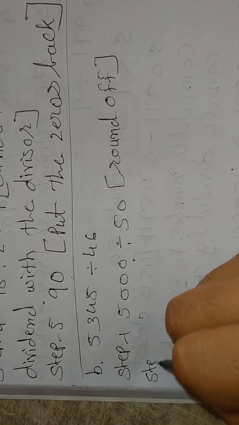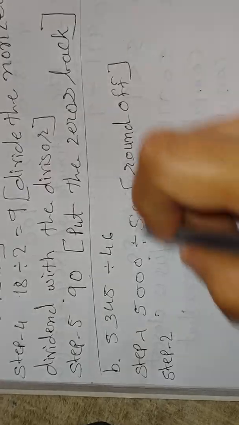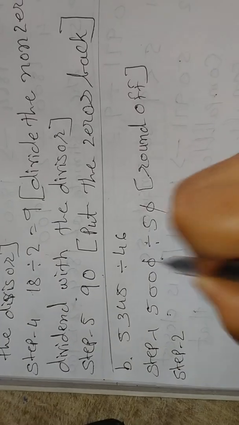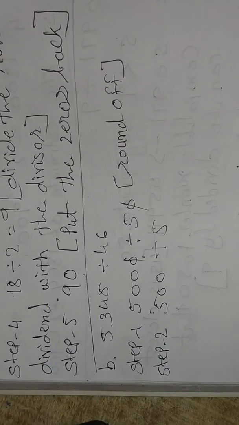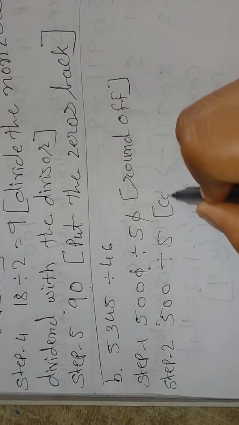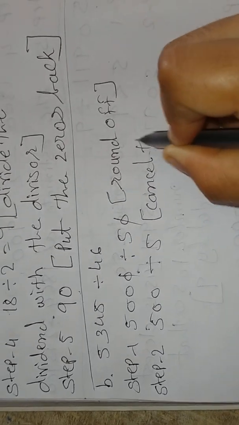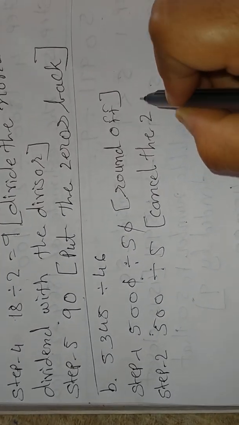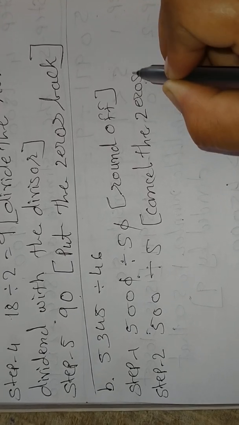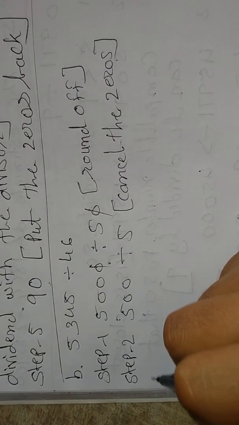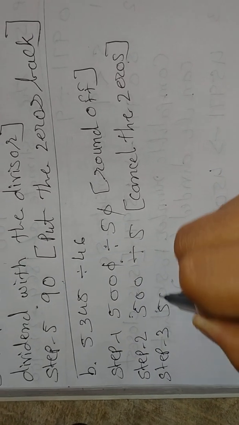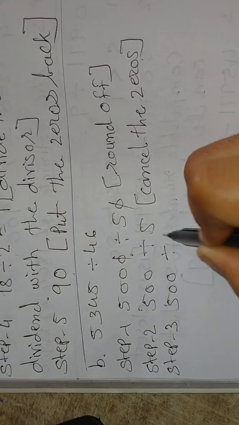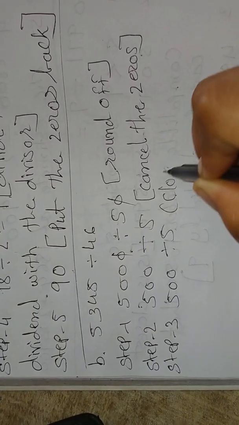Step number 2, we have to cancel 1 zero. So 500 divided by 5. In a bracket we have to write here, cancel the zeros. Then step number 3, 500 divided by 5. We have to find the closest division.